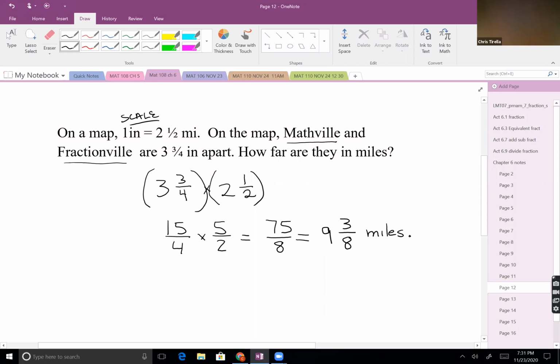Did anybody else get 9 3/8 smiles? Yes. Yes? All right. Yes. Everybody comfortable with that?